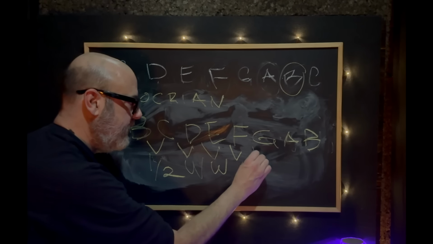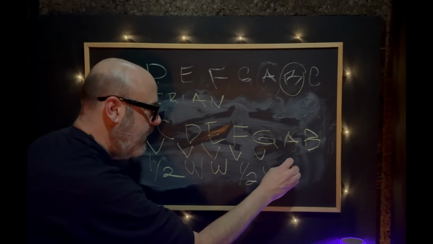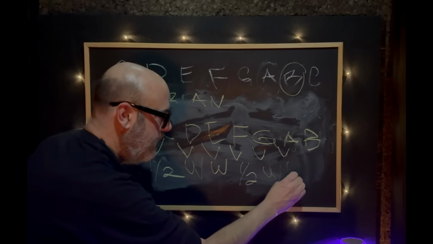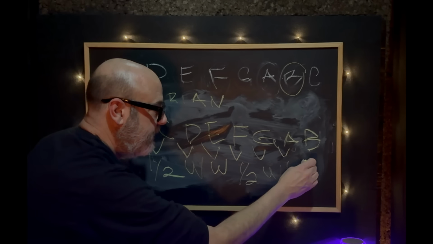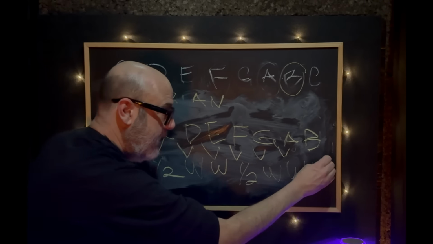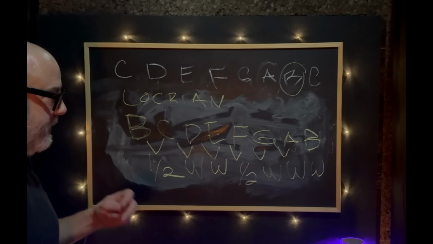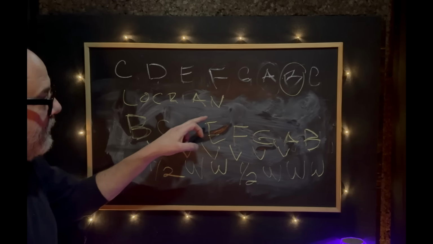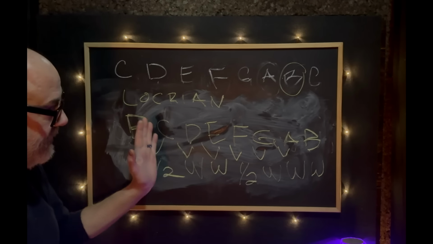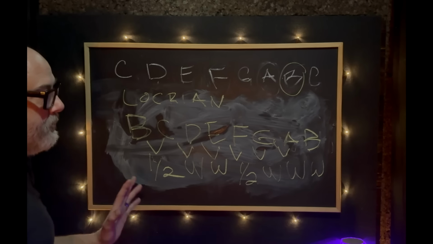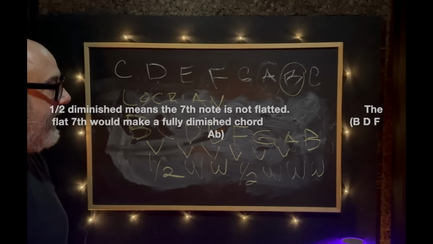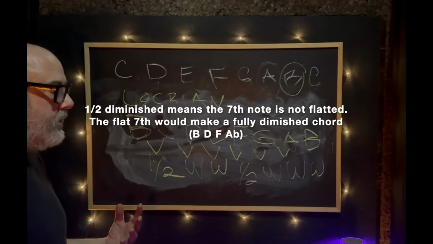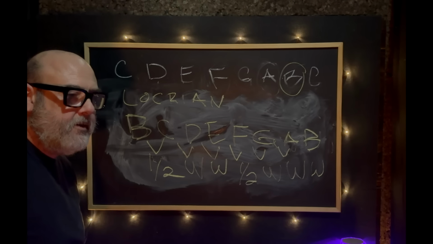F to G is a whole step. G to A is a whole step. A to B is a whole step. Also a minor seventh, or a flatted seventh. The B Locrian, it has a minor third, though it has a flatted fifth, which makes it a diminished. This is a form of a diminished scale, although it's more of a half diminished scale. What we really call it is the Locrian.